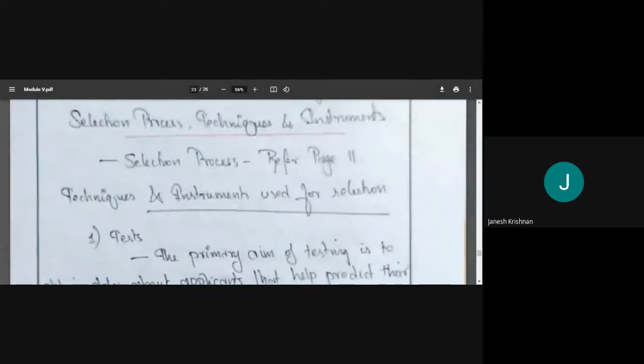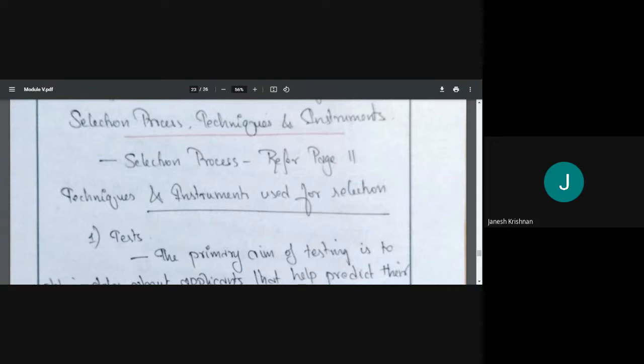Once suitable applicants have come, they'll have to undergo some aptitude test or something like that, right? And after that, they will take part in interviews. Once the interview is done, the next step is a physical or medical test. Finally, after that, they will be inducted into the company, and they will be given an orientation.